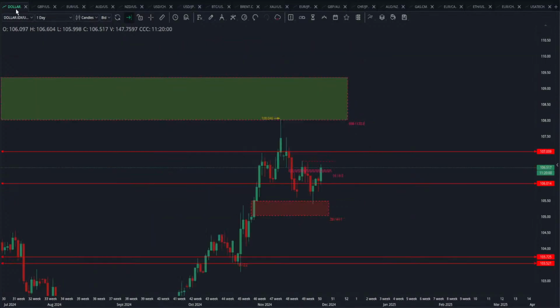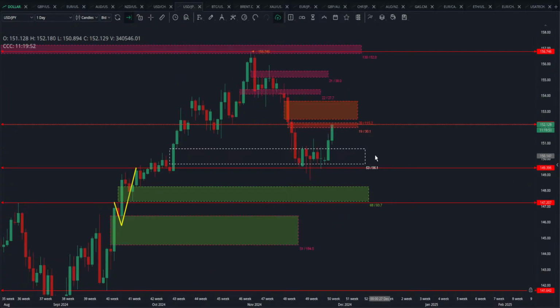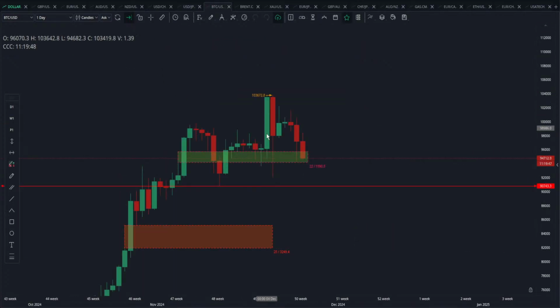Why? Because the dollar index is very bullish. I'm expecting an upside to 108. And then I want the price to go through this just like that. So USD JPY, I'm very bullish on this one, this week.